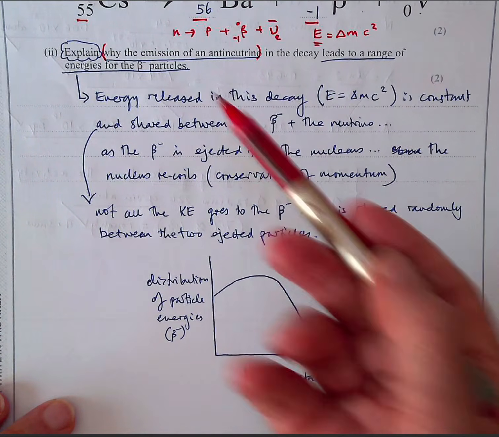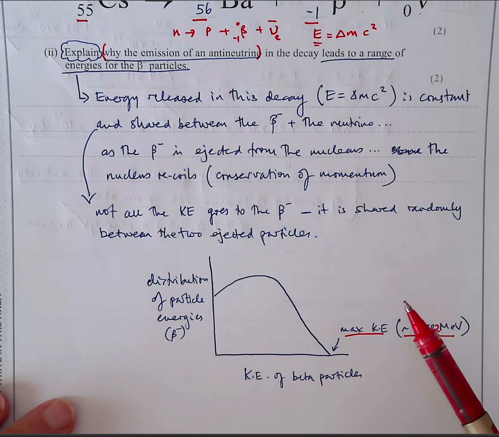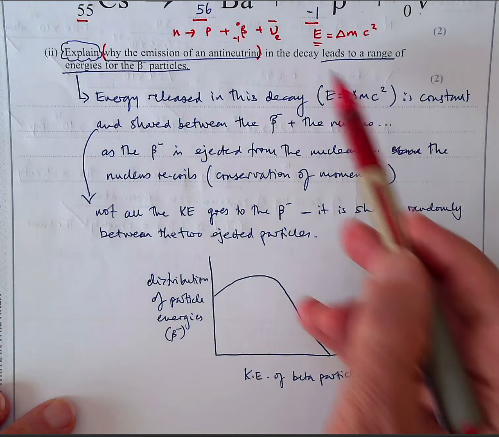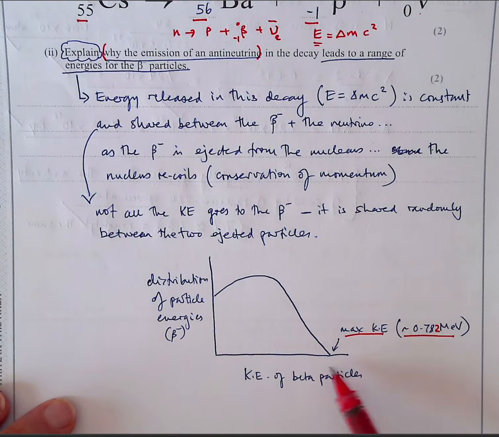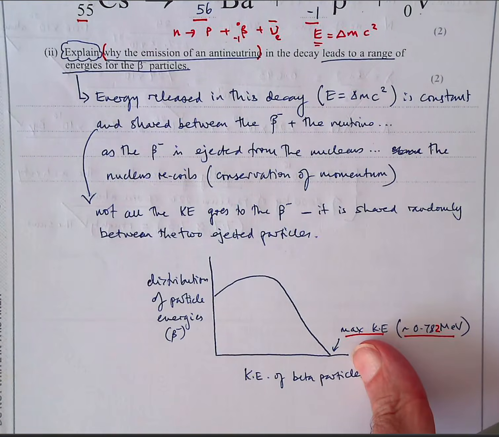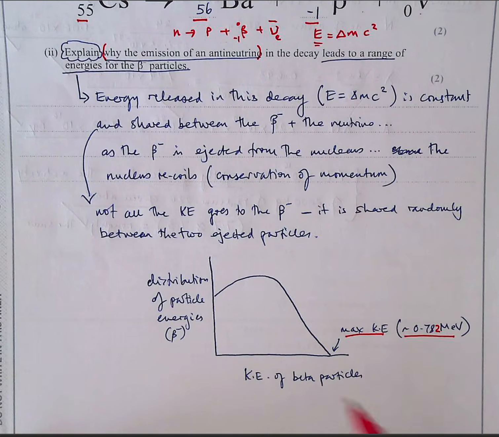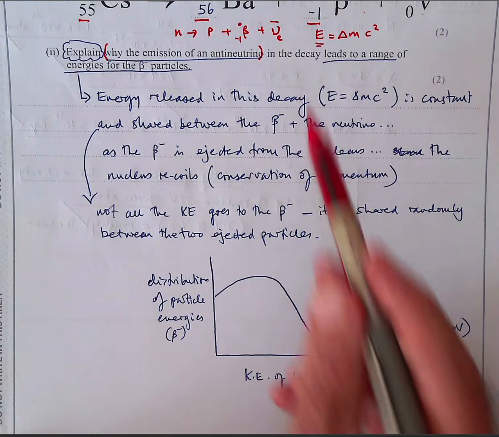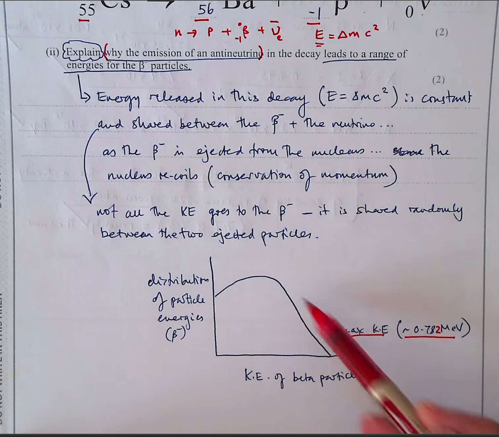It's not the emission of the antineutrino which is the cause. It is the solution to why the beta particles didn't all come out with the same energies. When you do an alpha decay, which I think we did earlier, all the alpha particles come out with the same kinetic energy. With the beta decay, they don't all come out with the same kinetic energy.